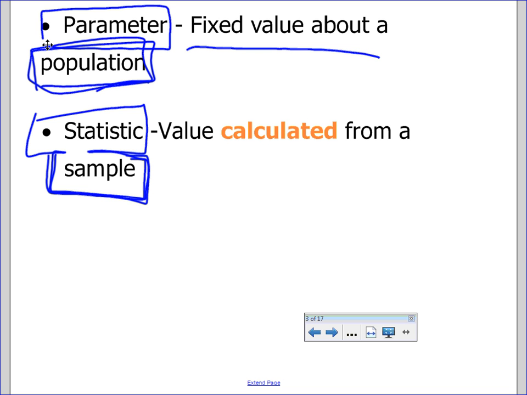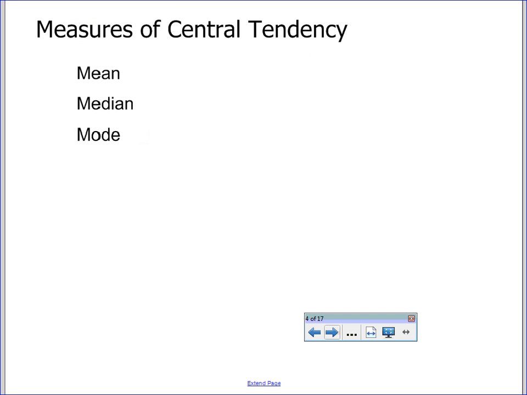We need to make sure we understand what the difference is between these. So a population is every single person, where a sample is just a small subset of the population. We will usually choose a random sample, but not always. And we'll talk about that more as the year goes on.